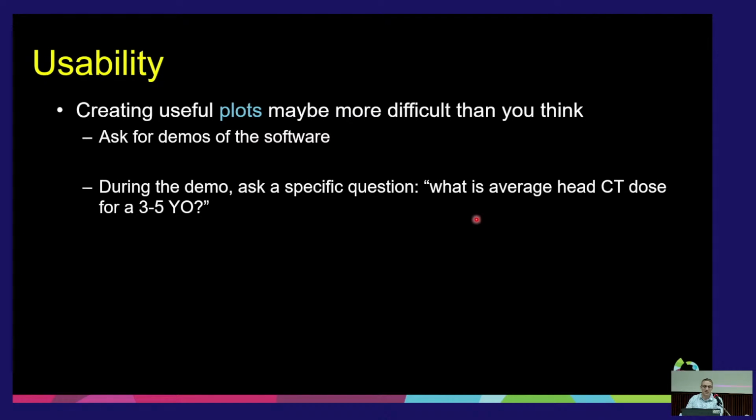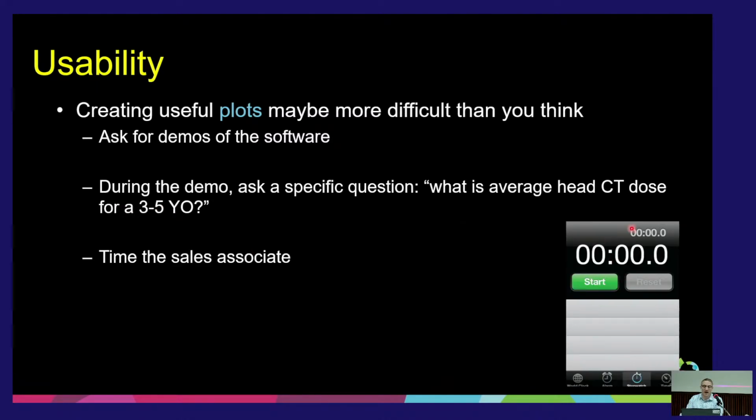For example, you could say, what is the average head CT dose for a 3 to 5 year old? And then ask them to figure that out. And then what I would recommend you do is you pull out a stopwatch and time them. Because some softwares, it takes a lot of clicks to get those answers. Or others, it might just be 1, 2, 3, and you're done. And so that's actually important, right?